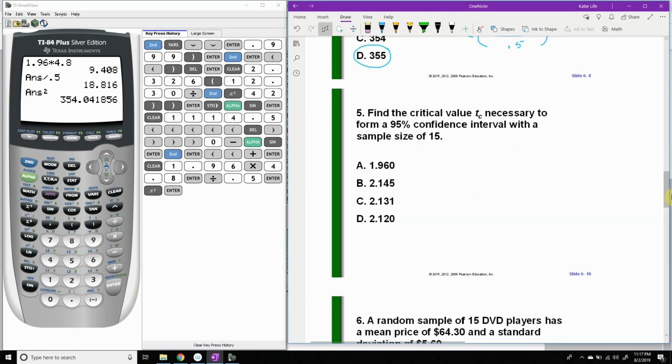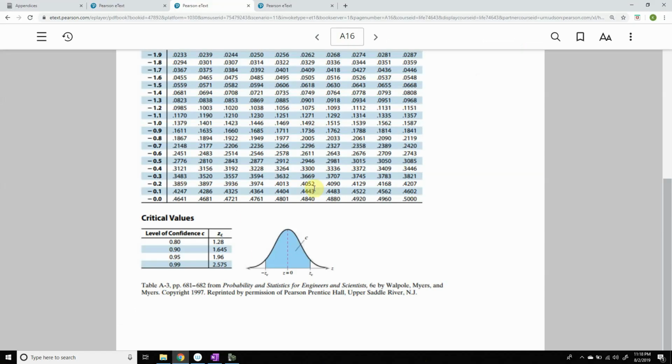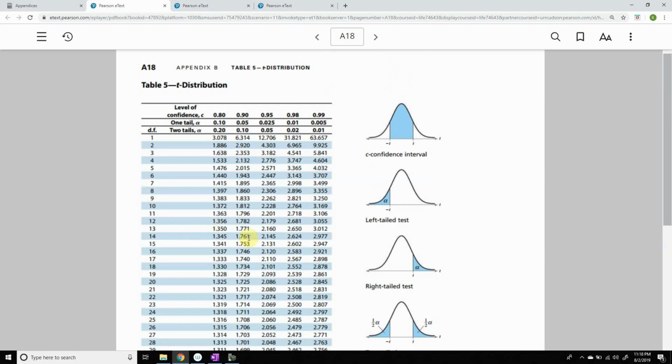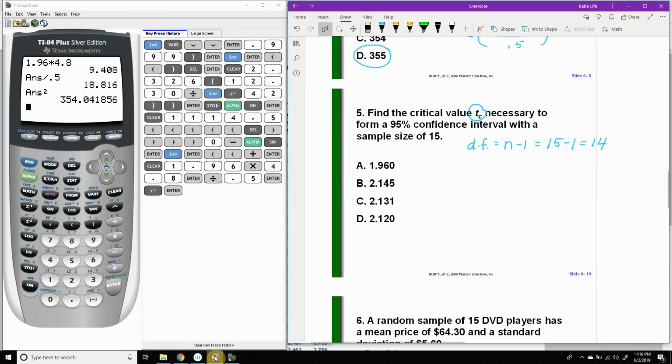All right, number 5, find the critical value t sub c necessary to form a 95% confidence interval with a sample size of 15. Well, if I'm talking about t-distribution critical values, I always know that my degrees of freedom is n minus 1. Which, if my sample size is 15, that means I'm going to have 14 degrees of freedom. So 14 degrees of freedom with 95% confidence is going to be 2.145. 2.145 is going to be B.